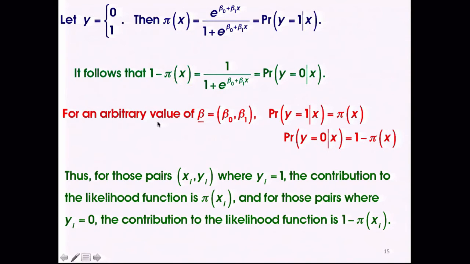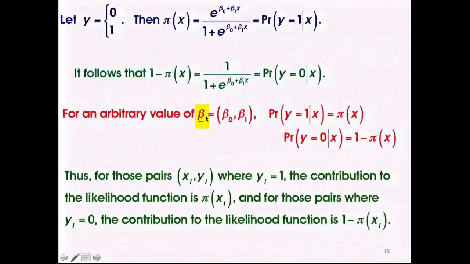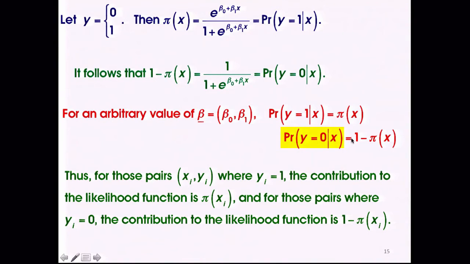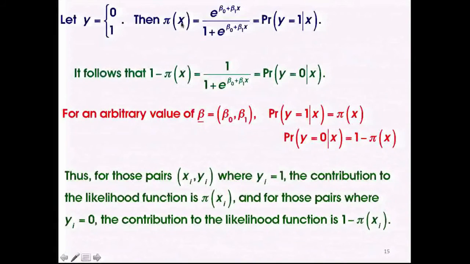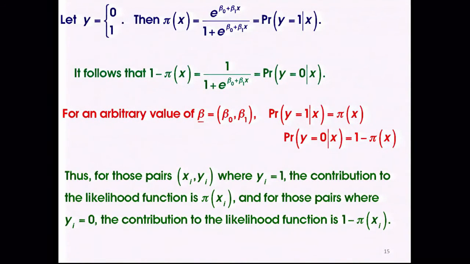So for an arbitrary value of beta, that is either beta naught or beta 1, the probability that y equals 1 given x is pi of x. The probability that y is 0 given x is 1 minus pi of x. So for those people who have the outcome, that's for those people with y equal 1, the contribution to the likelihood function for them is pi of x. And for those people who don't have the outcome, that is people with y equals 0, their contribution to the likelihood is 1 minus pi of x.